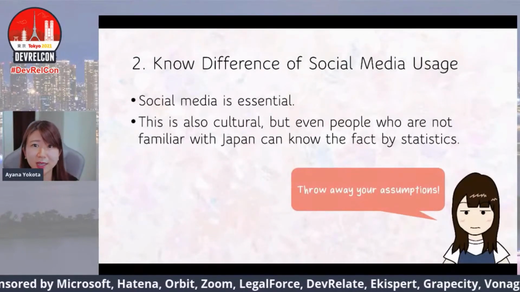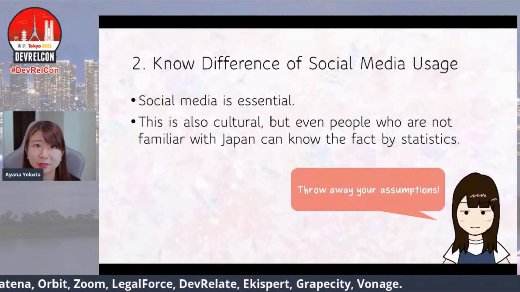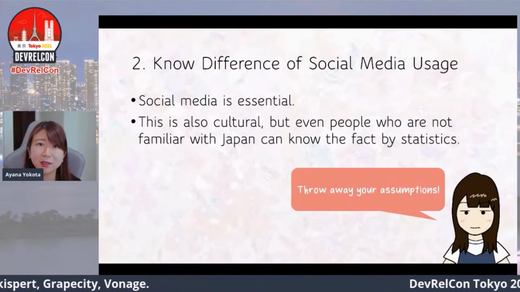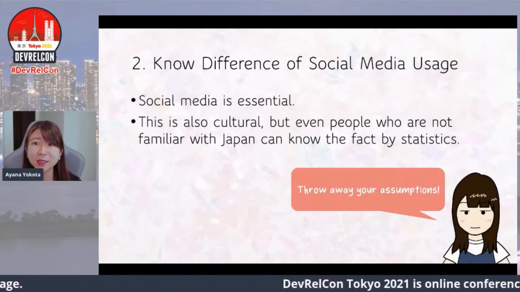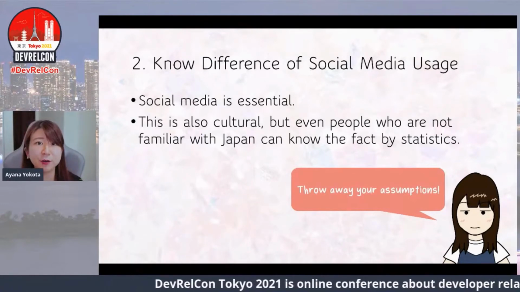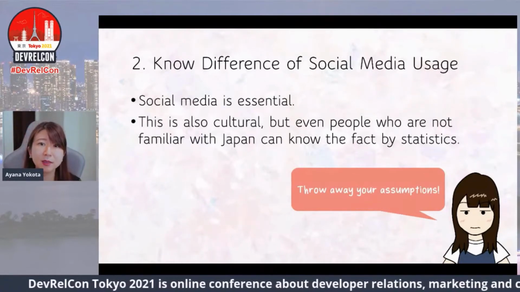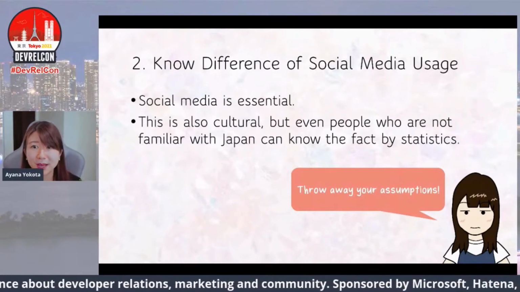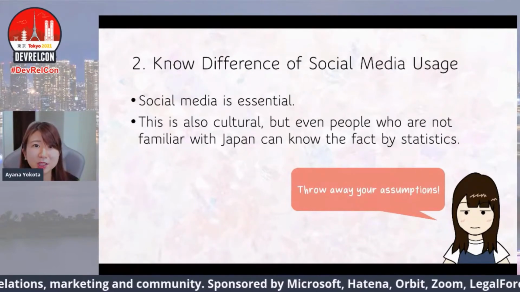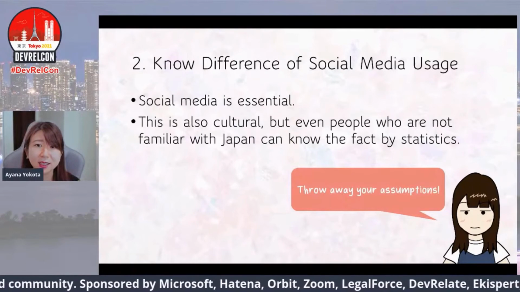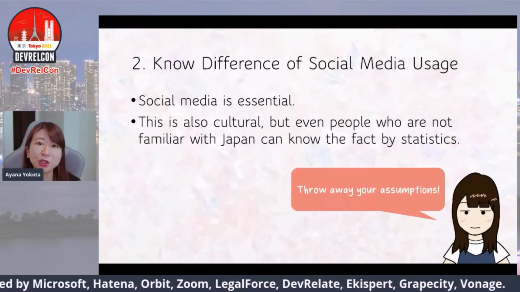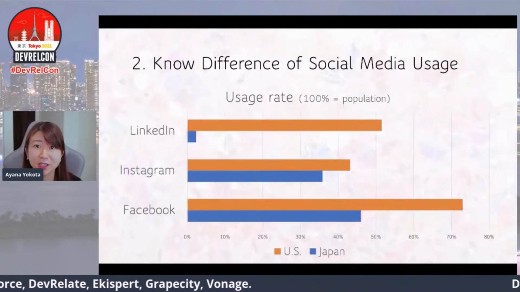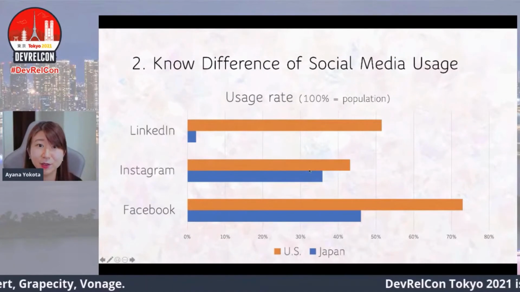Yeah, needless to say, social media is essential at present. Everybody uses it, everybody spreads info on social media, right? So it is important to understand the features of how people use them. This approach also needs cultural points of view, but to some extent, you can imagine by using stats. I'm sure nobody puts efforts into LinkedIn after looking at the graph I showed, right? Don't you think so?